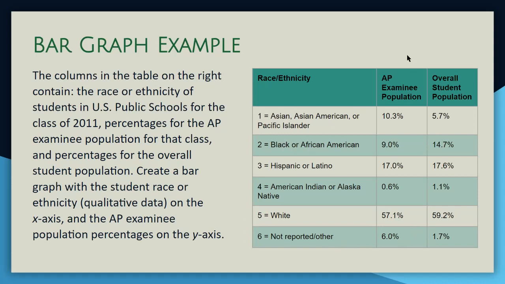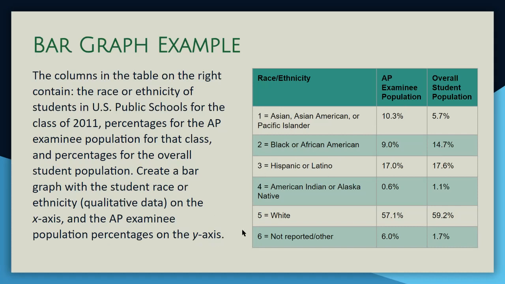That just is the order they showed up in the table. And then we have two columns, the proportion of AP examinees from each category, and then the proportion from the overall population for each category. So for example, that first row, Asian American and Pacific Islander students are 5.7% of the U.S. public school population, but they made up 10.3% of the AP examinee population.